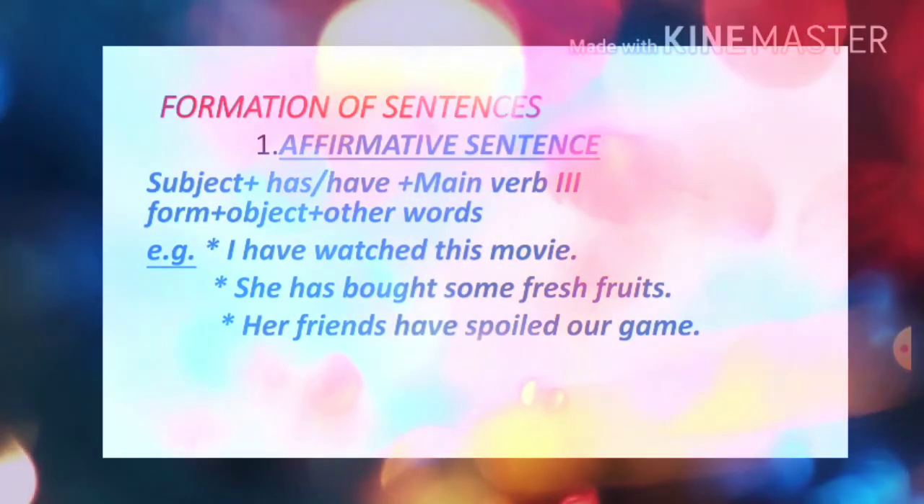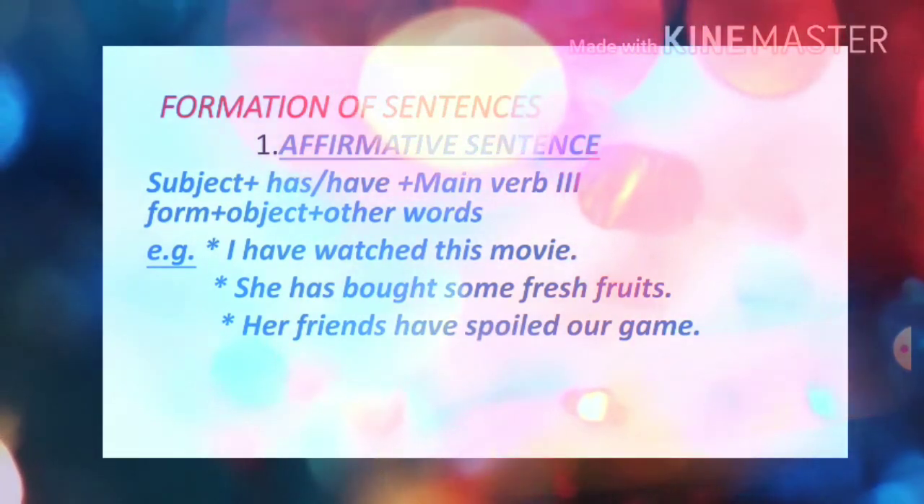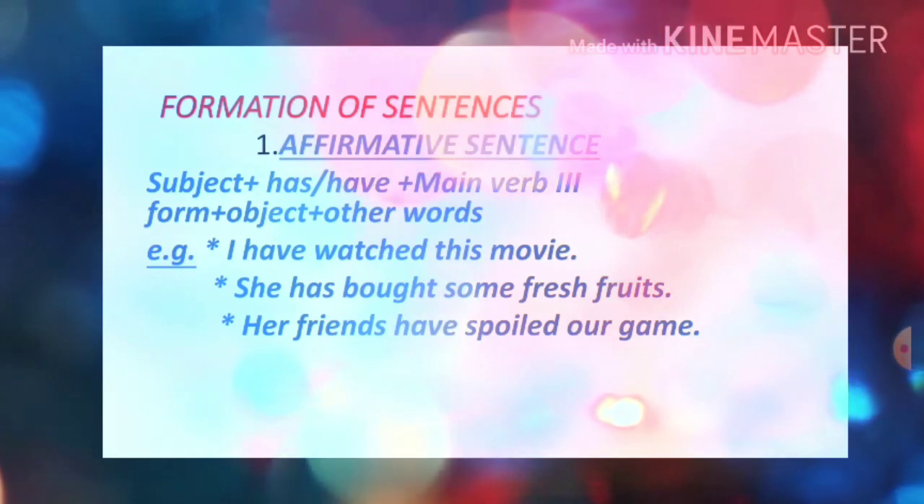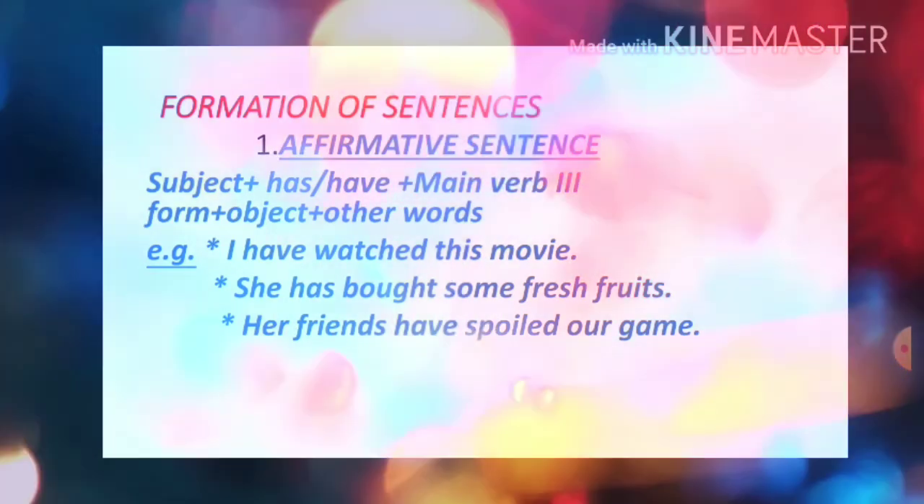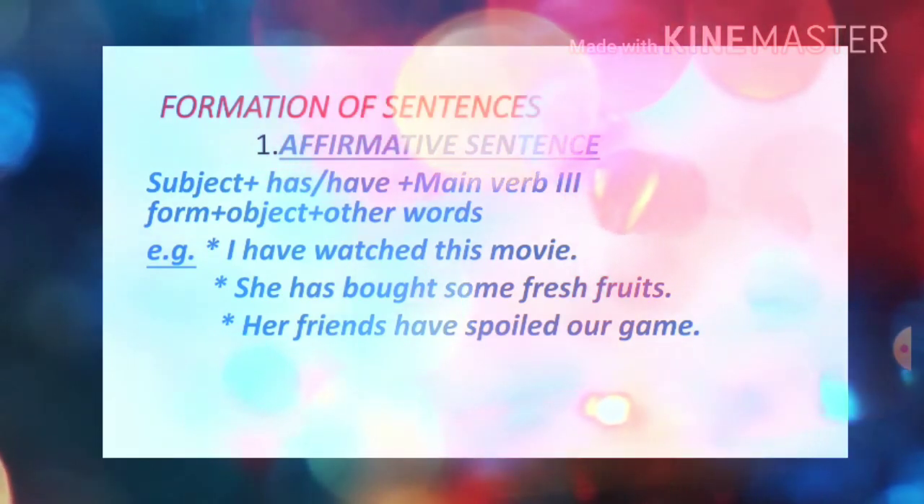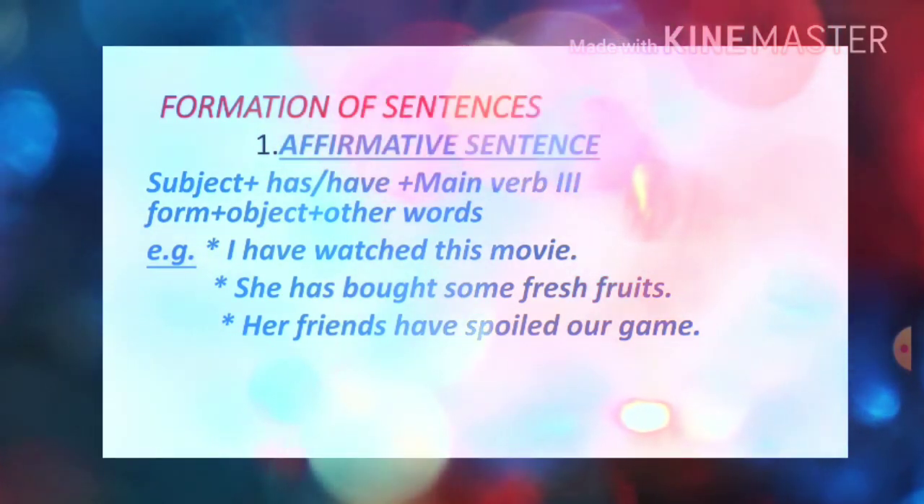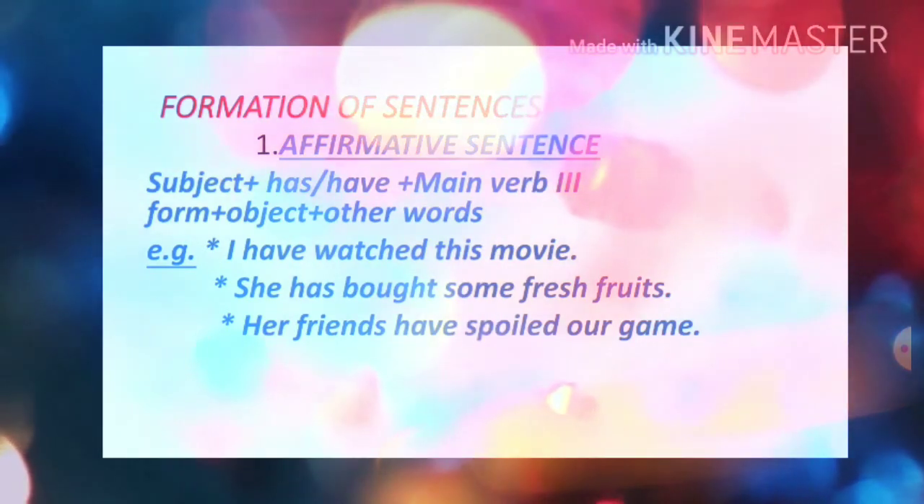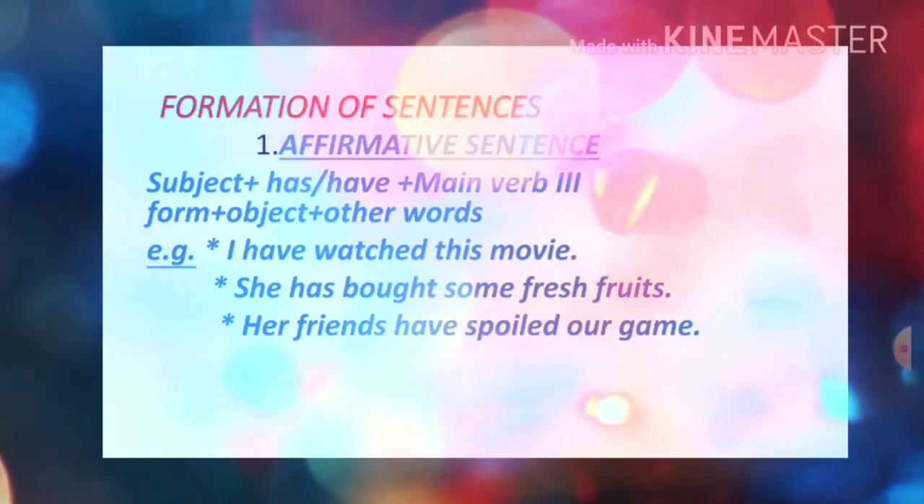So these are the examples, and you can see here have watched is the main identification of this tense. Has bought is the third form of buy. So here is the identification, and friends have spoiled is the third form of spoil. That's why it is a present perfect tense.